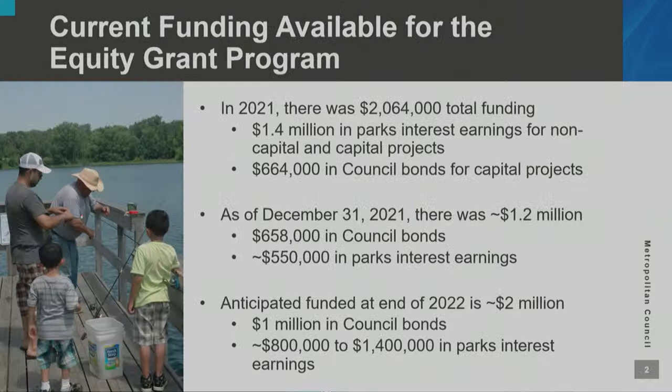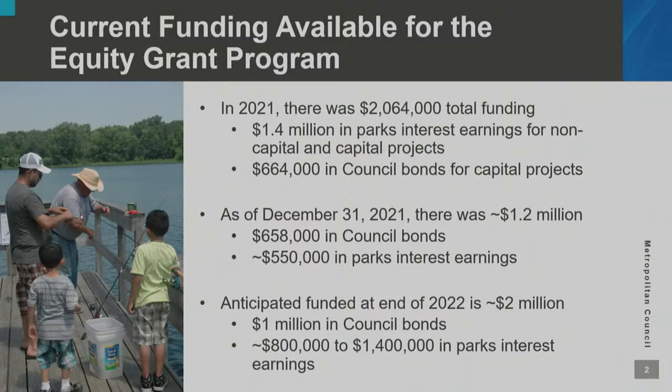In addition to that, our funding for this next cycle has been significantly less than we expected. In 2021, we had about $2 million in funding. You might remember we had $1.4 million in parks interest earnings and $664,000 in council bonds for capital projects. And those interest earnings are really important because we can use that for non-capital projects and programming. And as of December of 2021, we had only about $500,000 in interest earnings available. And that was way less than we expected. We blame it on the pandemic, of course.